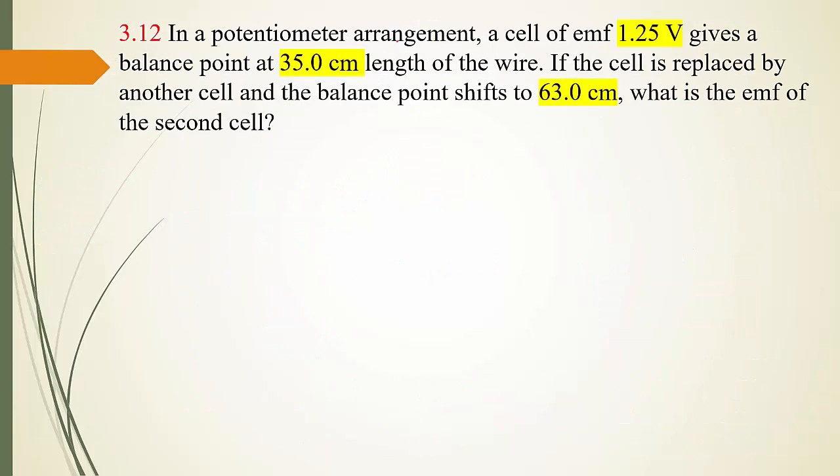In a potentiometer arrangement, a cell of EMF 1.25 volt gives a balancing point at 35.0 centimeter length of the wire. If the cell is replaced by another cell and the balance point shifts to 63.0 centimeter, what is the EMF of the second cell?